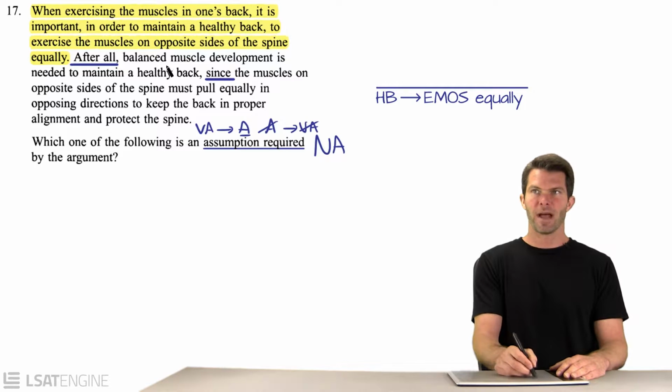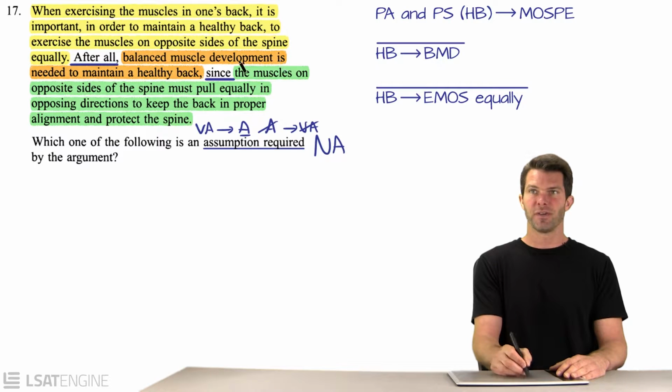equally, and that's because balanced muscle development is necessary for a healthy back, and that's supported by the idea that muscles on opposite sides need to pull equally. They need to pull equally, so that's necessary in order to have proper alignment and protect the spine. And those sound like having a healthy back, right? We're assuming that proper alignment and a protected spine are part of having a healthy back.